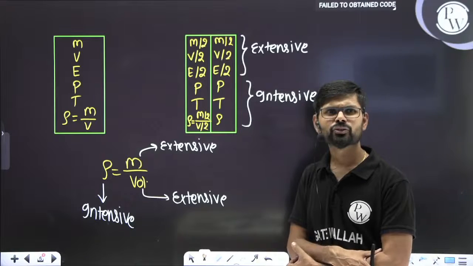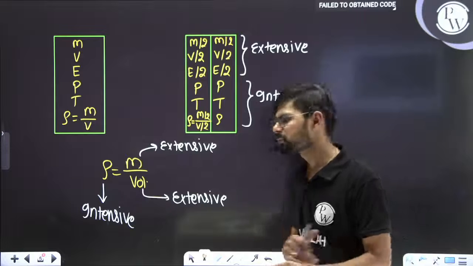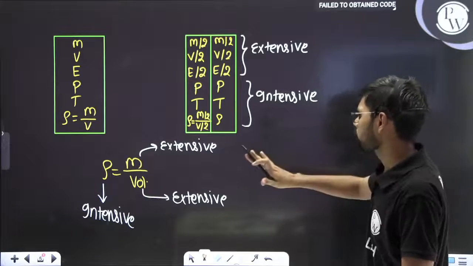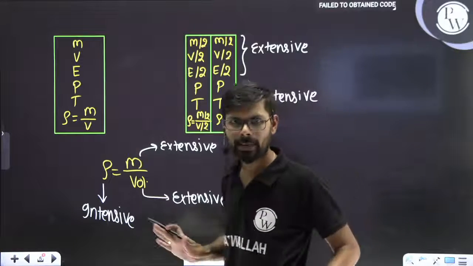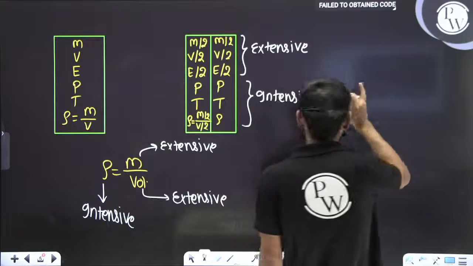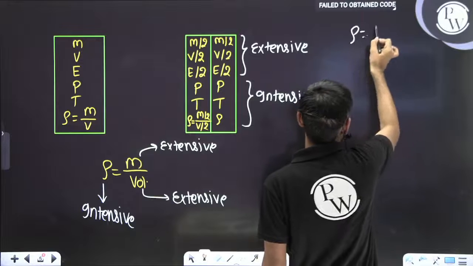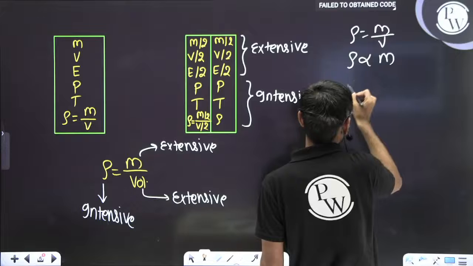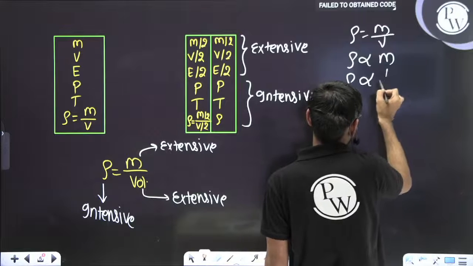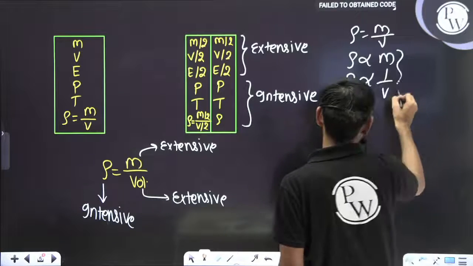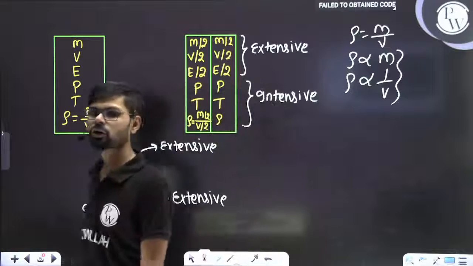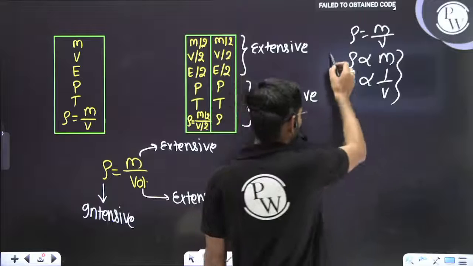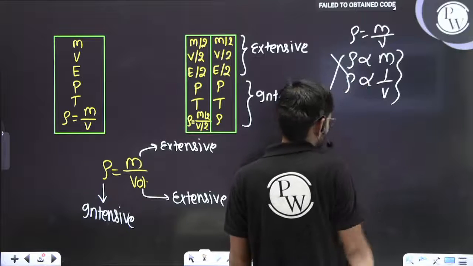Now some of the students are still in confusion. Sir, how is it possible? Because it seems like rho is directly proportional to m. Some of the students are thinking that rho is equal to m by v, so I can write that rho is directly proportional to m and inversely proportional to v. Is it correct or wrong? Actually, it is not correct. If you are taking this conclusion, this is not correct.